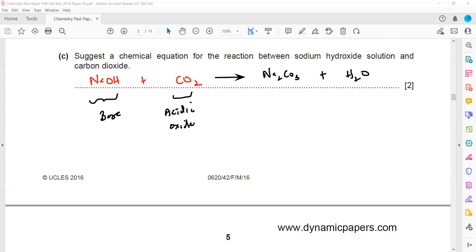So whenever acid or acidic oxide reacts with a base, it will give salt and water. Carbon dioxide gas is there, that's why carbonate salt is formed here, plus H2O. Then we balance. 1 mark is for completing an equation and 1 mark is for balancing. So this equation is balanced as well as correct in terms of product.